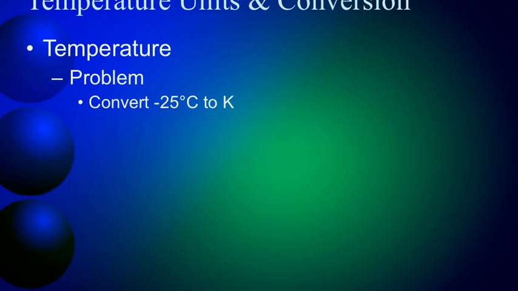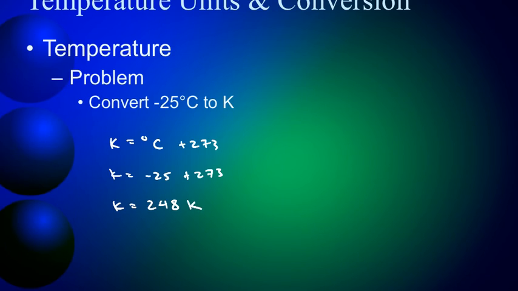Okay, converting negative 25 degrees Celsius to Kelvin. Well, Kelvin is equal to the degrees Celsius plus 273. So in this case, it's going to be negative 25 plus 273. So that's going to give us 248. And notice when I say this, I'll say 248 Kelvin. I do not say 248 degrees Kelvin. We just say Kelvin, since it's an absolute scale.